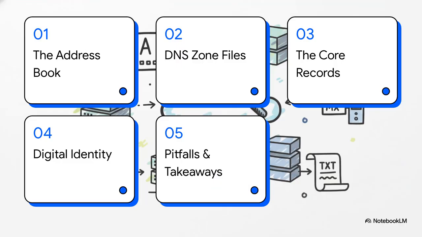All right, here's our game plan. We'll start with this idea of DNS as an address book. Then we'll dive into the core record types, the actual entries. We'll see how they all come together to build a complete online identity, and we'll finish up with some common mistakes to watch out for.